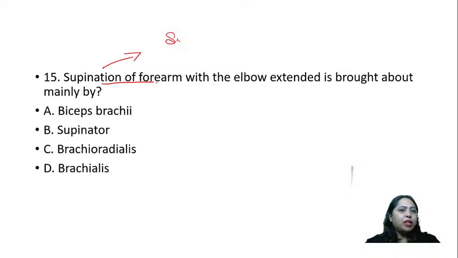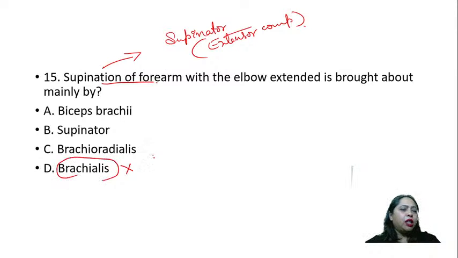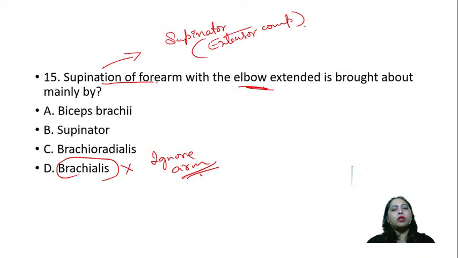Where is supinator, first of all? Is it in extensor compartment or flexor compartment? This is in the extensor compartment muscle, right? So brachialis is something you can ignore because this is in the arm, right? We're talking about elbows, so you ignore that first.